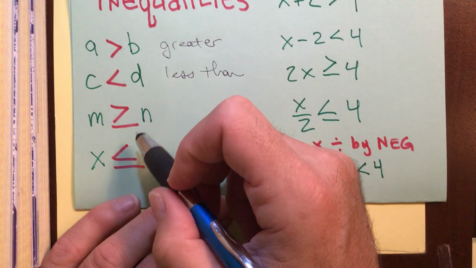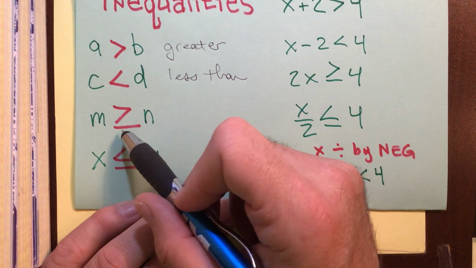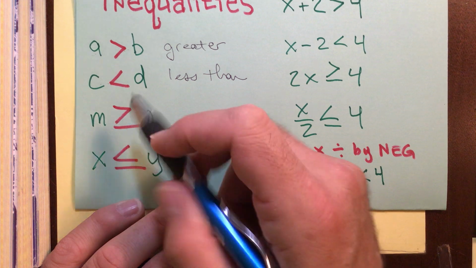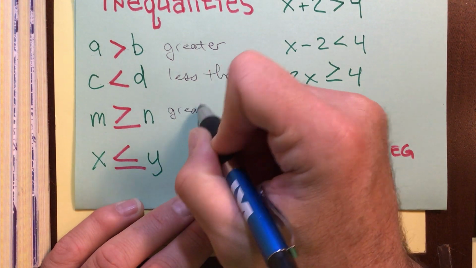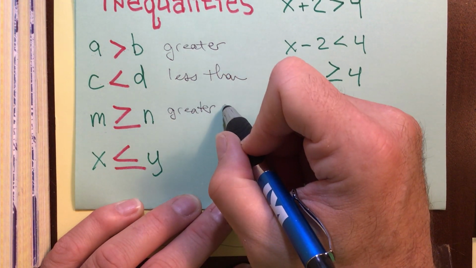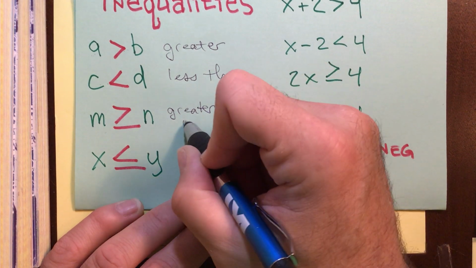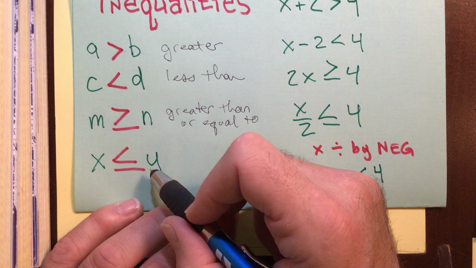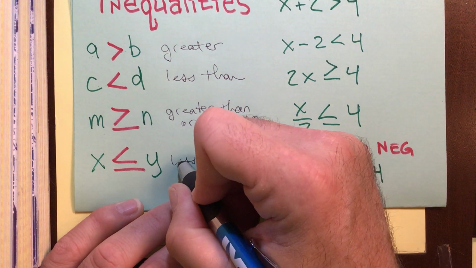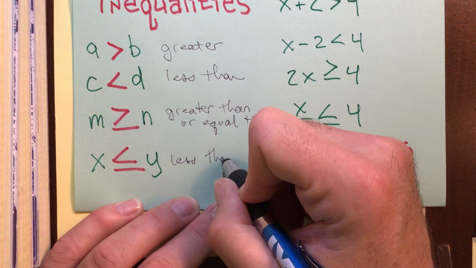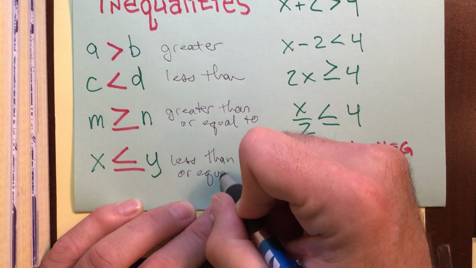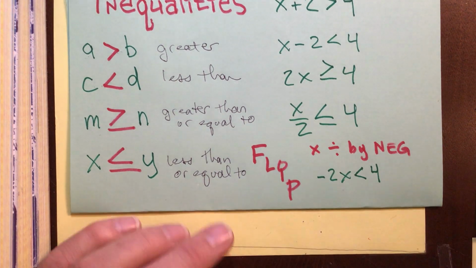But what do you do when it has this bar here? That just means it could be equal. We're not sure. They could either equal each other or that has to be greater. So this is M is greater than or equal to. That's how you say that. And so what's this one? Well, then it's less than or equal to. All right, so that's your short review on that.